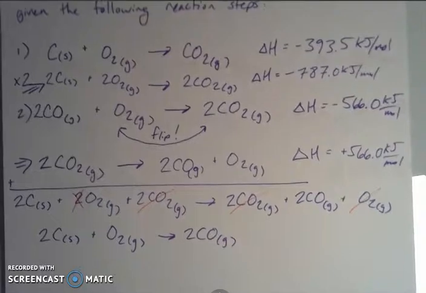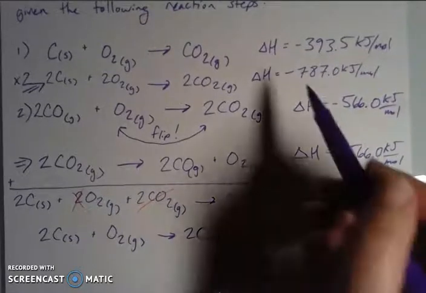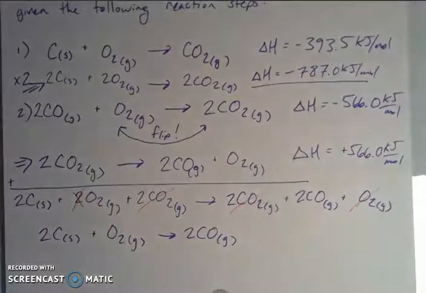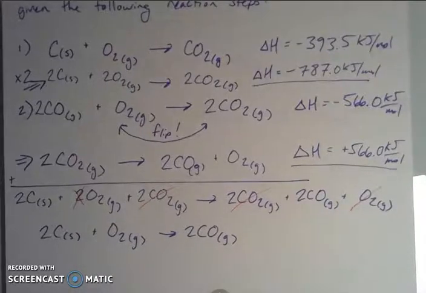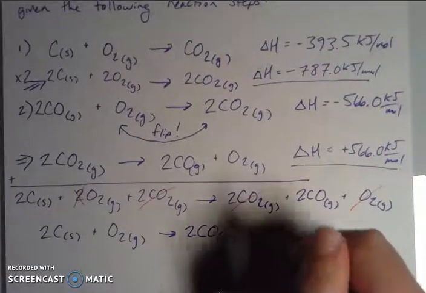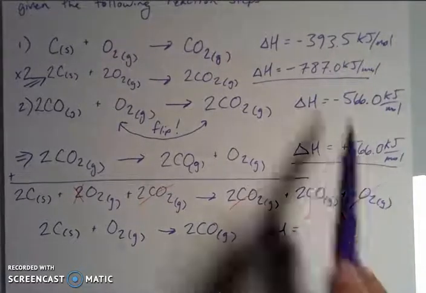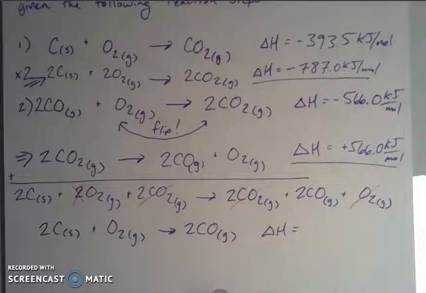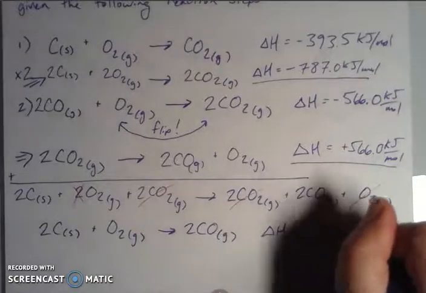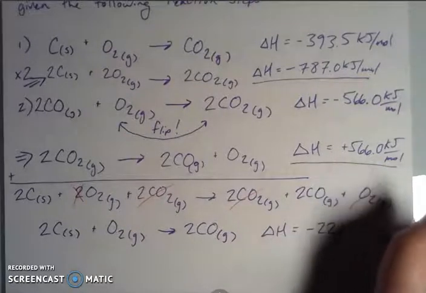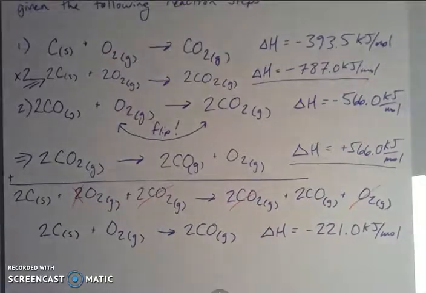Now what it says is to find delta H. So now I have to say, well, I had this delta H when I rearranged that first one to get to this one. I have this delta H that I rearranged to get to this one. So Hess's law says I can sum these together. I add them together, and then I can get the final delta H for this process. So that delta H looks like I have a positive 566 and negative 787. I'm expecting this to be a negative number then, and I get 221 kilojoules per mole. So this process is exothermic.